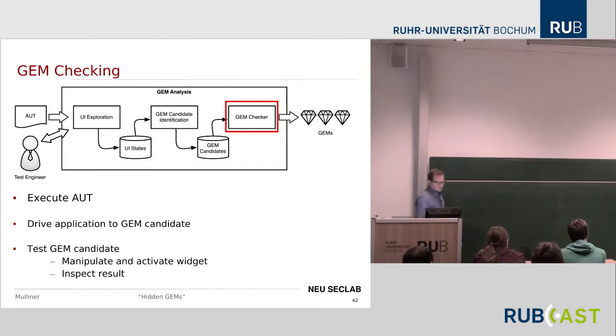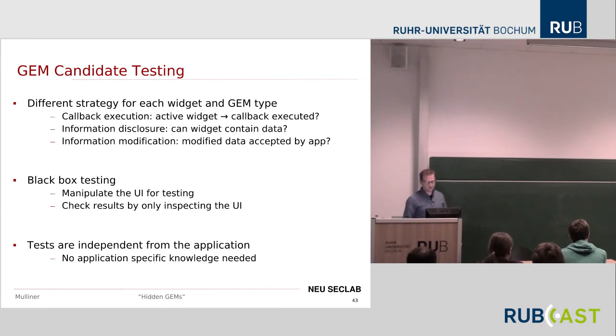And then for the testing, we basically automatically execute the application again, and of course we do that in the low privileged mode because we want to get to the higher privileges. Then we drive the application using the recorded path to a specific window which contains our candidate, and then we do manipulation and activation of the widget, and we just see, hey, what happened? Is it actually a gem or not?